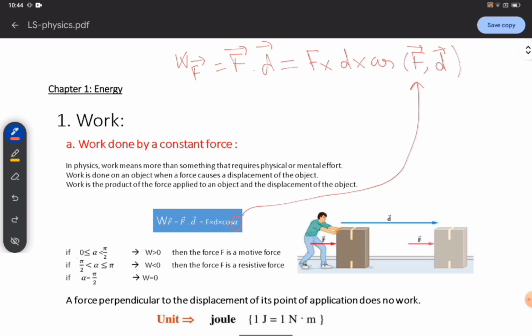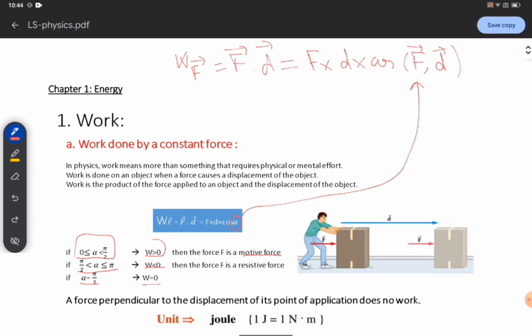If alpha is between 0 and pi over 2, the work is positive, then the force is a motive force. And if alpha is between pi over 2 and pi, then the work is negative, then the force is a resistive force. And if alpha equals pi over 2, no work.